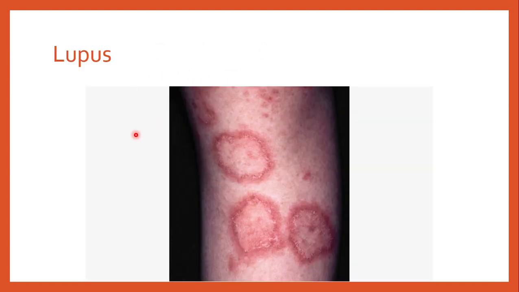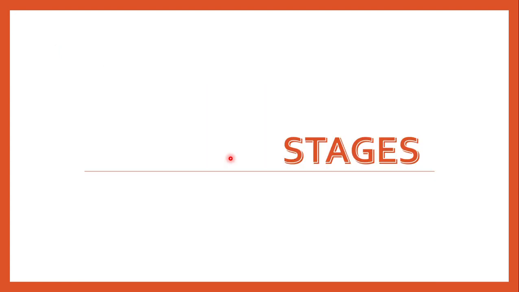Then there is lupus. Lupus is an autoimmune disease, and it can cause organ damage, joint pain, fever, and skin rashes as shown here. These were the main causes of kidney disease. Then heart diseases or liver disease can also lead to kidney failure.